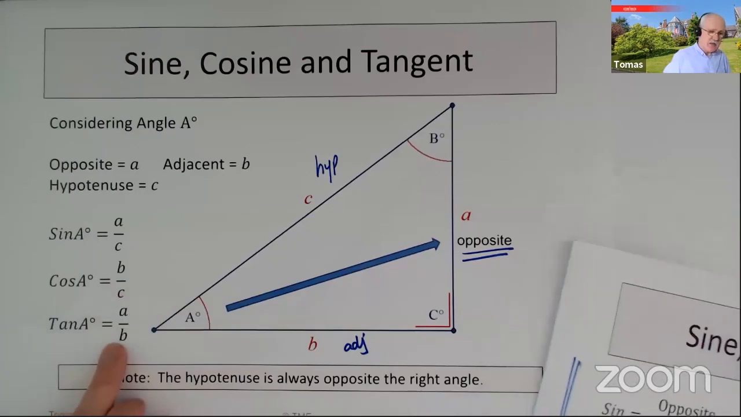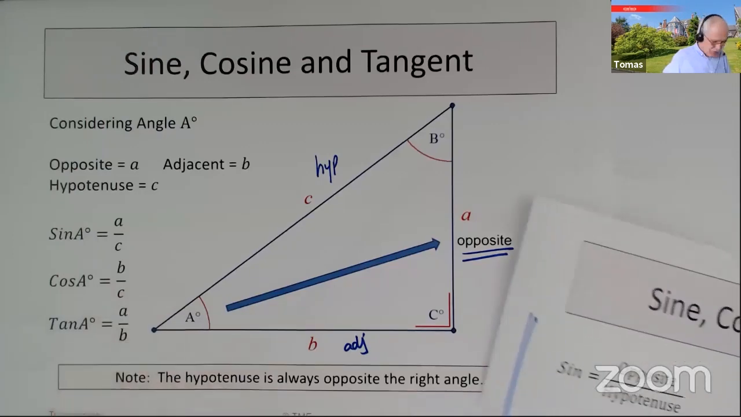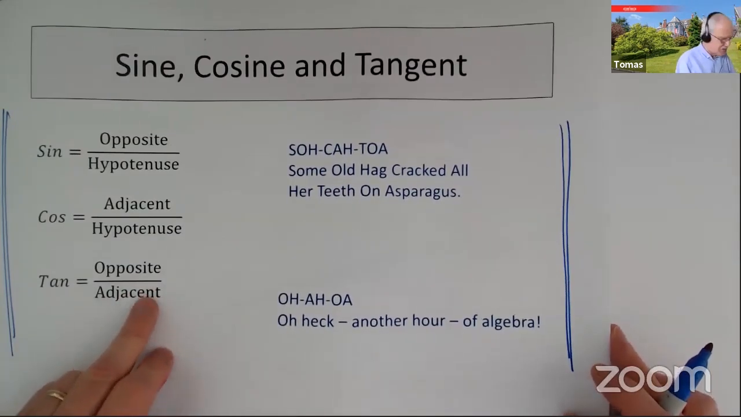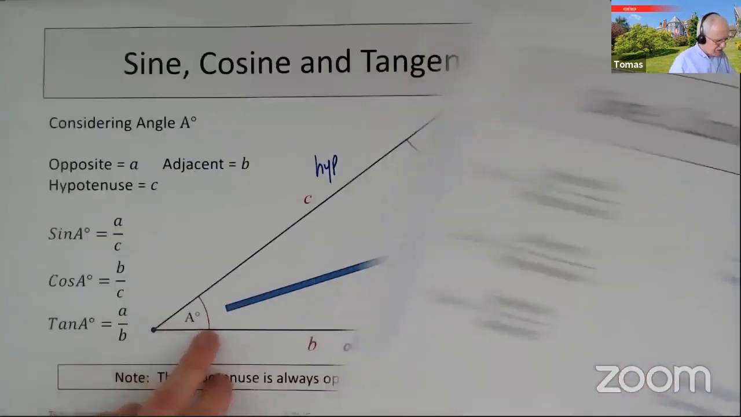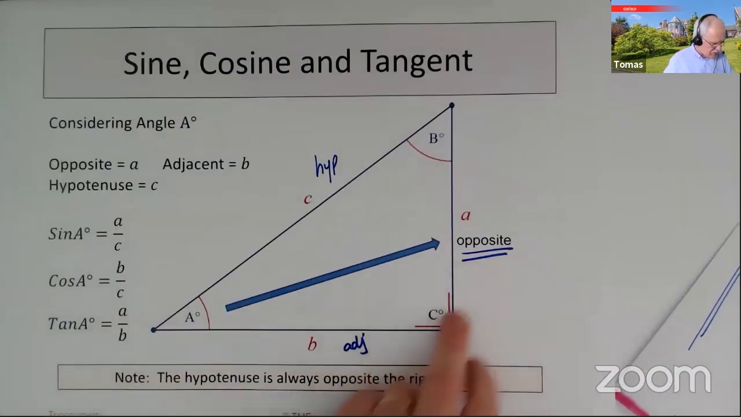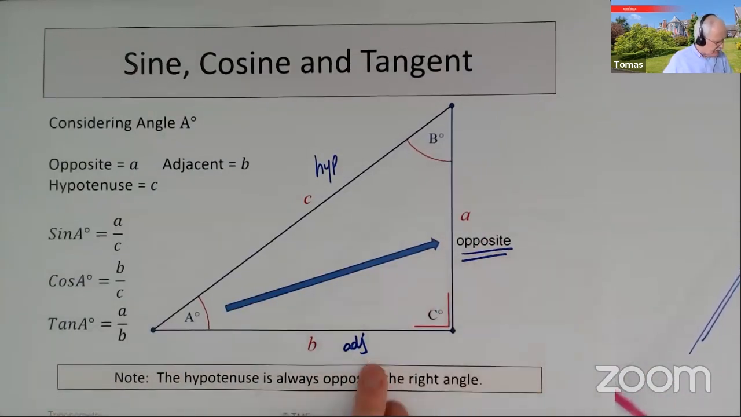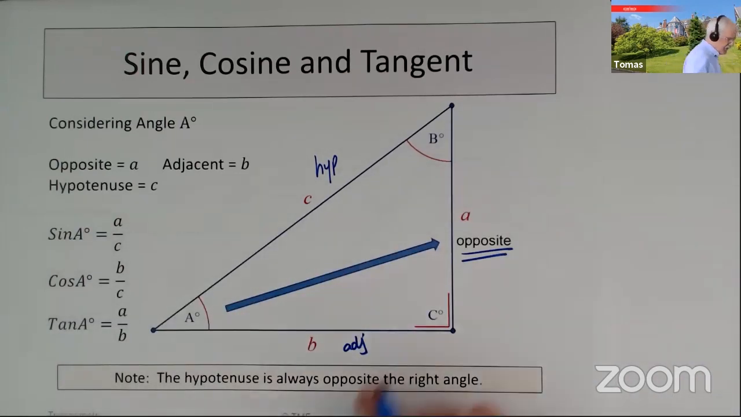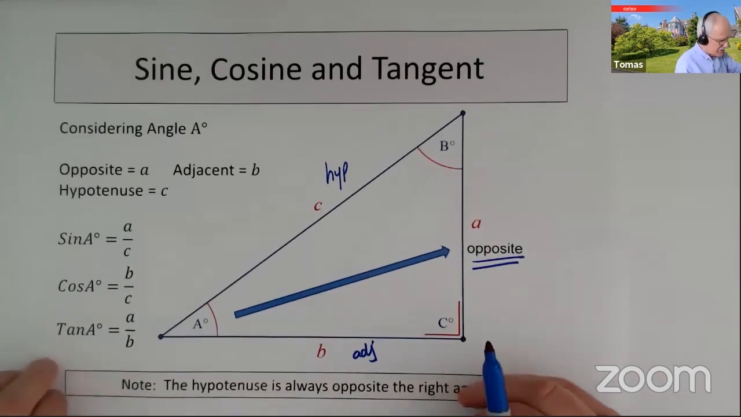The last one is tan. What's tan A? Don't know. The tables say tan is opposite over adjacent. Opposite over adjacent, that's A over B, that's tan. So that's really important that you draw that arrow. So that's the way we get the sine, cos, and tan.